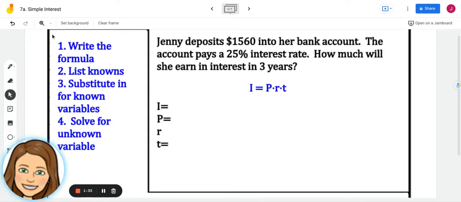So again, just follow these steps as we go. And these steps are typed into your note packet for you. You're going to write the formula, list the knowns, substitute in for known variables, and then solve for the unknown.